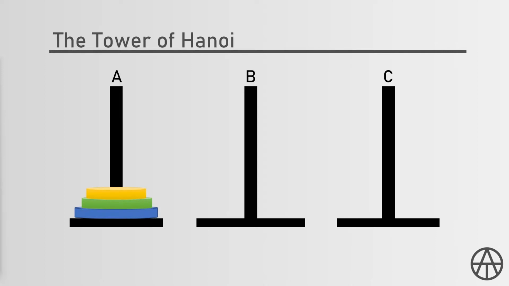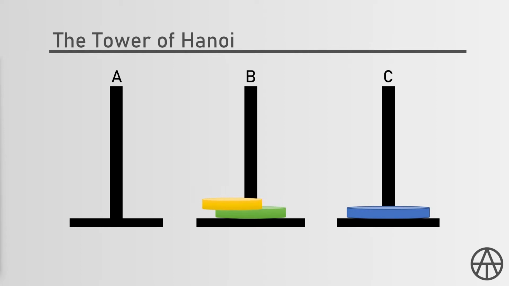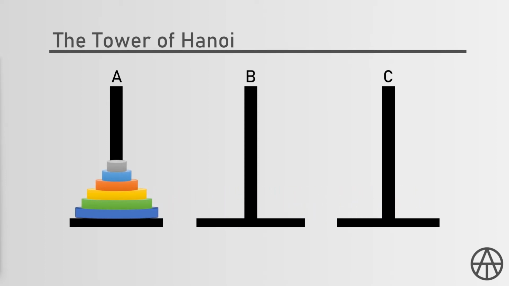The solve for 3 disks would go like this. First, we move disk number 1 to rod C, our target. Then we move disk number 2 to rod B, our auxiliary rod. Then we move disk number 1 from C to B. Then disk number 3 from A to C. And then, of course, disk number 1 from B to A. Then disk number 2 from B to C. And finally, disk number 1 from A to C. And that's the solve.